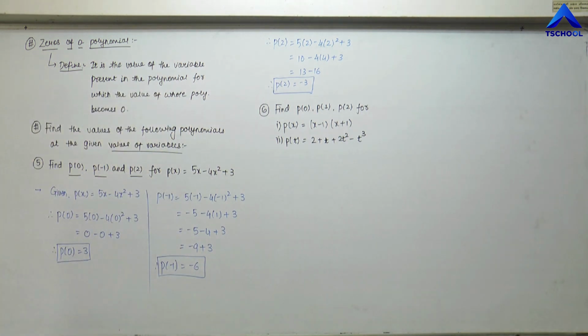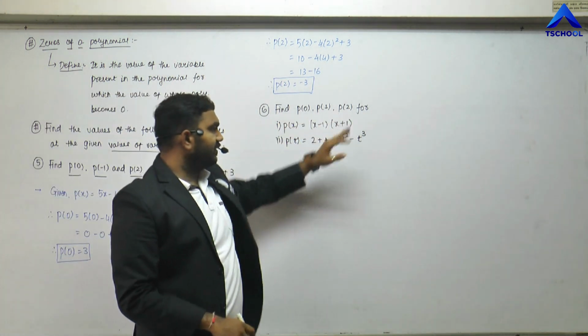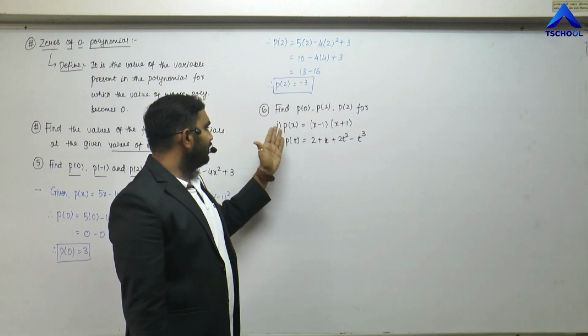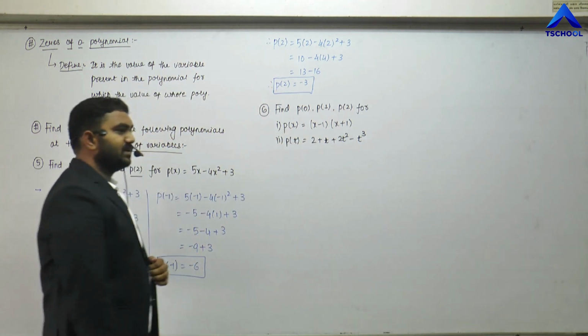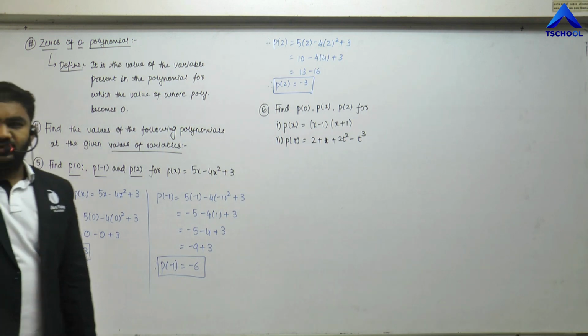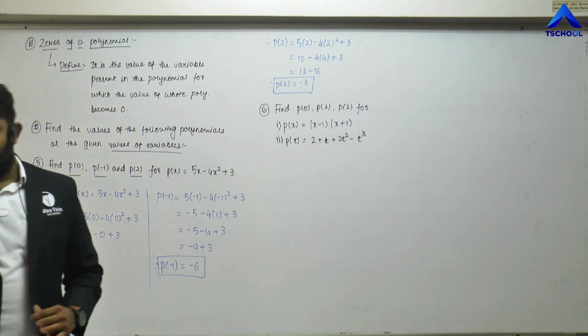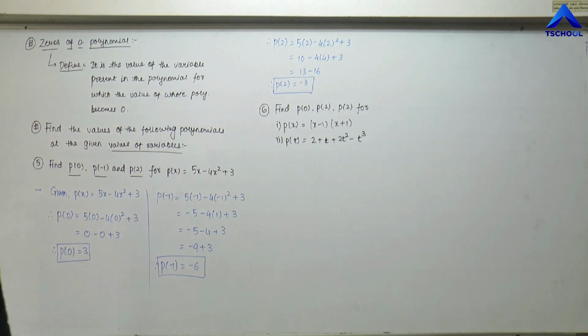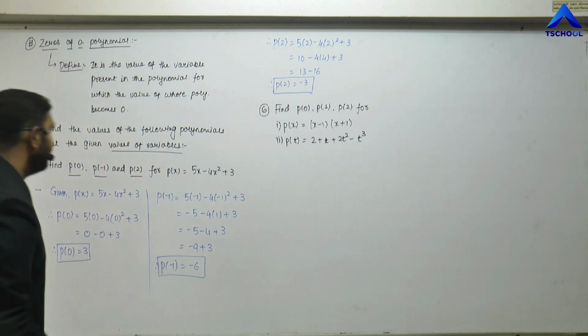You will try to solve these sums written here. The sixth one, that is find out P of 0, P of 1 and P of 2 for given P of x is equal to x minus 1 into x plus 1, and given P of t is equal to 2 plus t plus 2t square minus t cube. You will try to do this in homework, or by self study, so that you can come to know how to find out the values of the polynomials. Is it clear, friends?